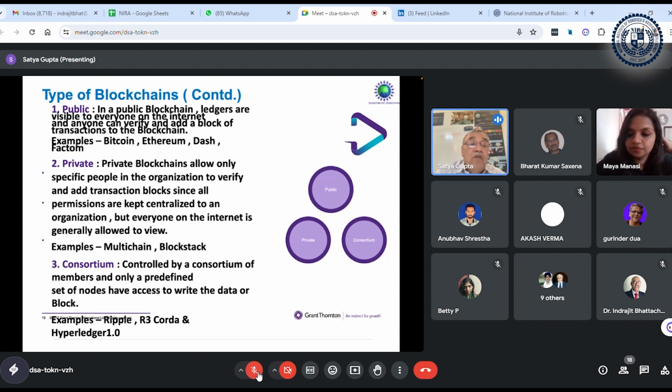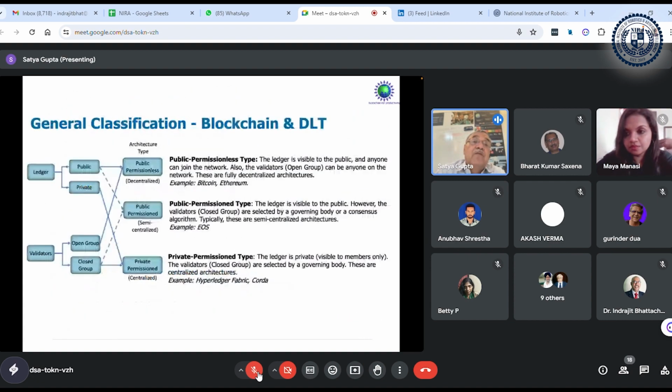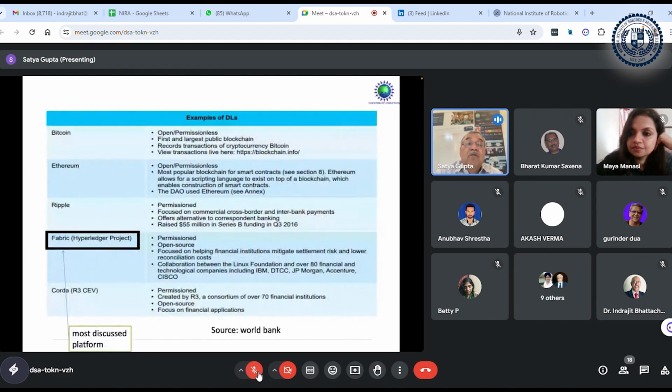Controlled by a consortium of members, and only a predefined set of nodes have access to write the data or block. There are examples: Ripple, R3, Corda, Hyperledger, which is very, very popular as a part of a consortium. So there are some limitations of the public blockchain and private. These are the classifications. We will not go into much detail now.